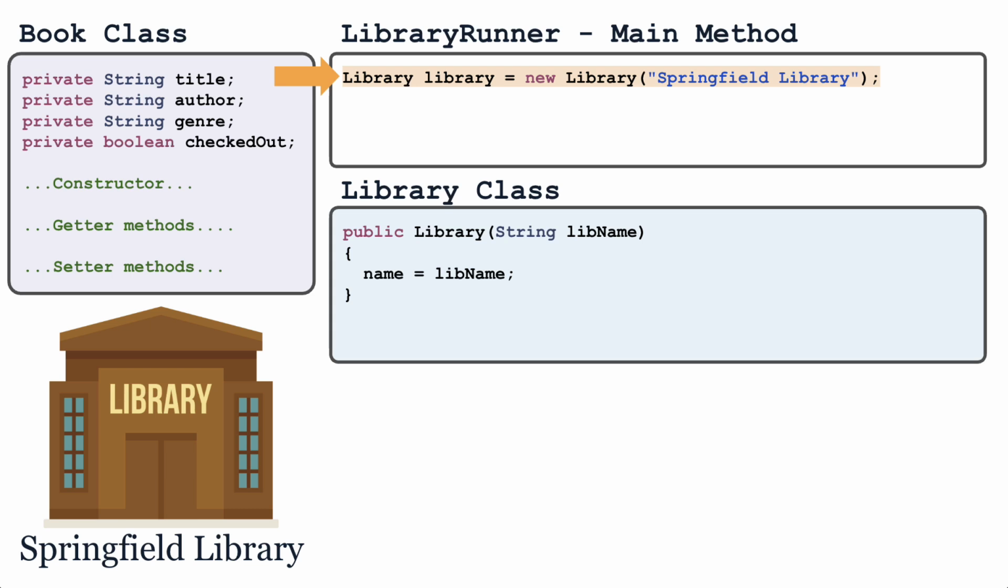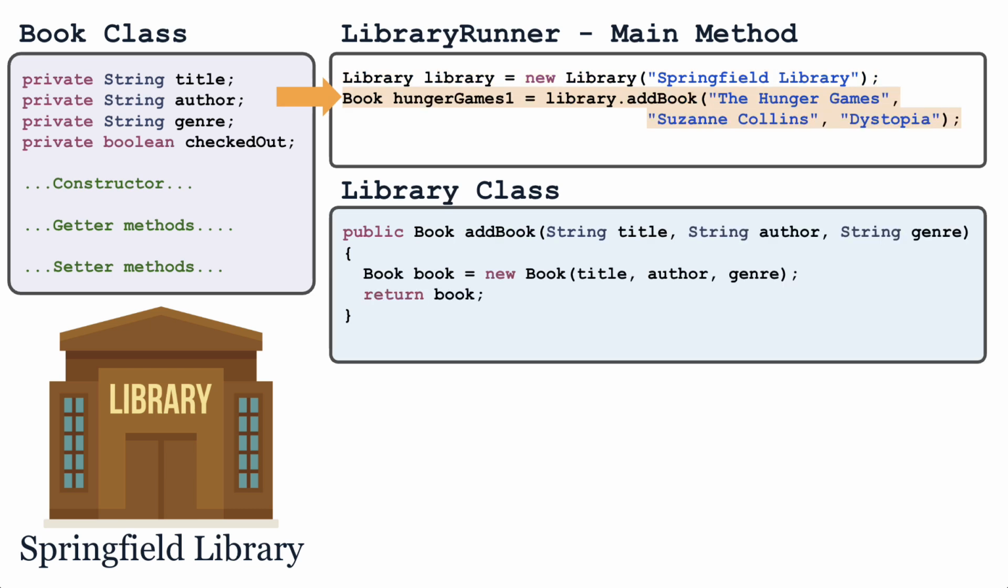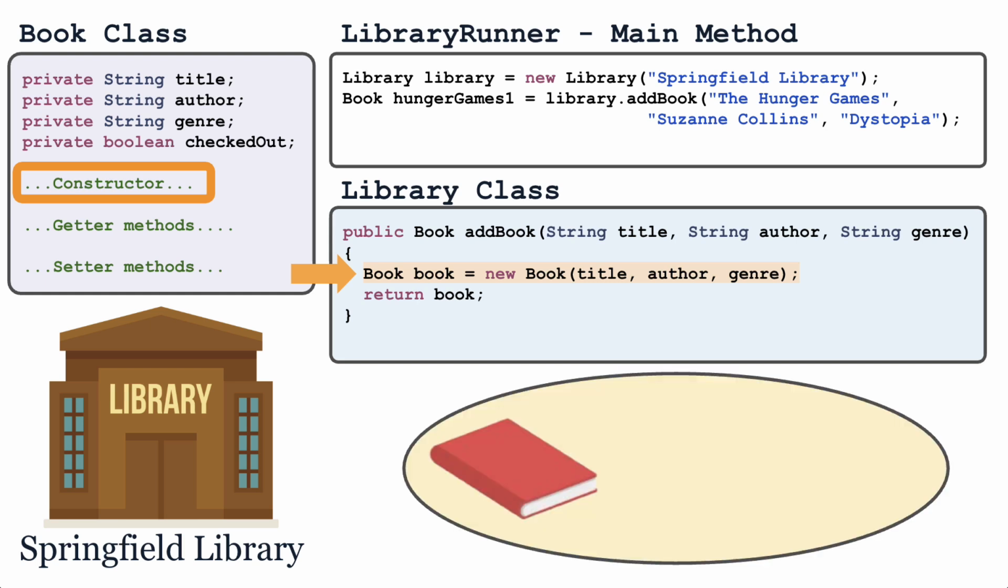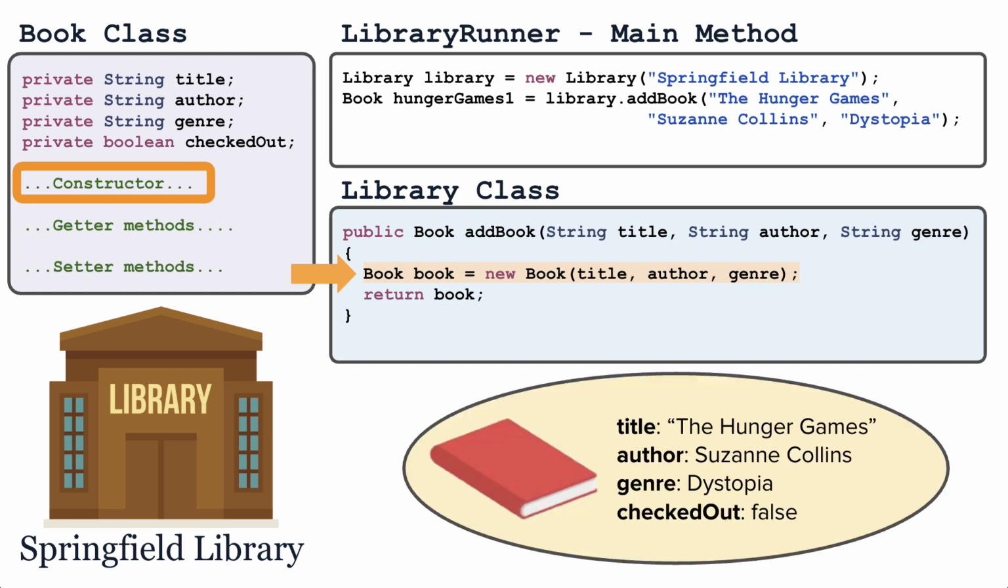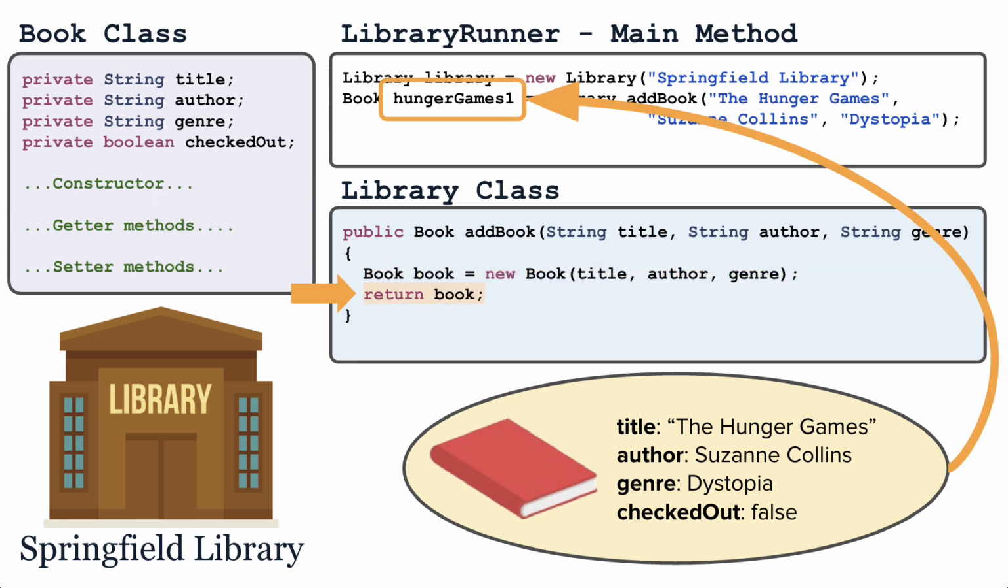The program starts by creating a library object using the library class constructor. Then the program uses the library instance method addBook to create a new book object. This method uses the book class constructor to create a new book object with initial instance variable values. Note that the checkout value is assigned a starting value of false by default. The method then returns this book object to be stored in the Hunger Games 1 variable.